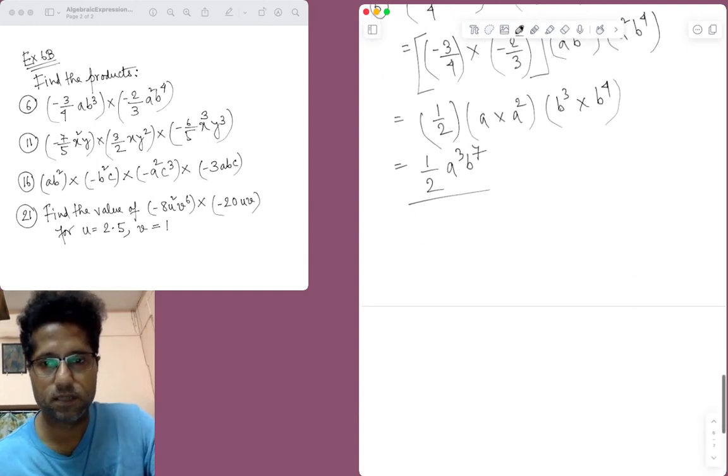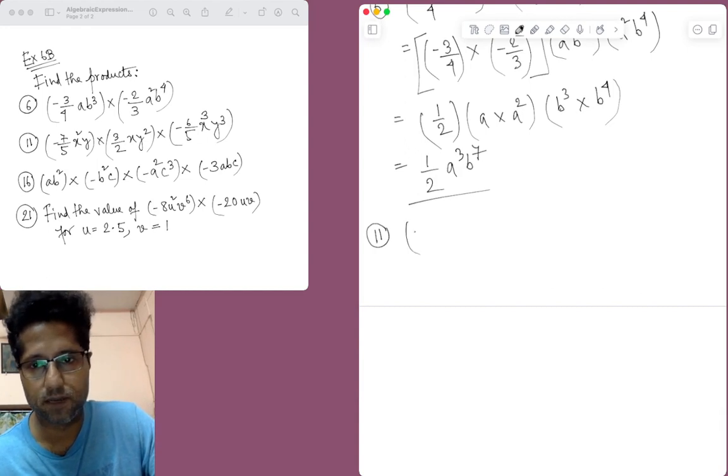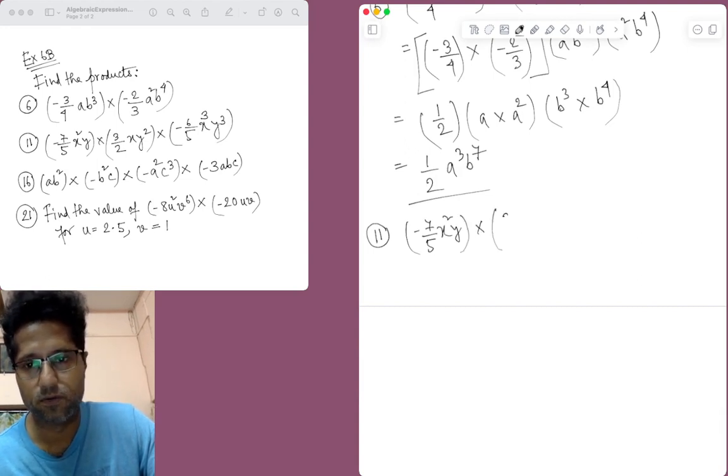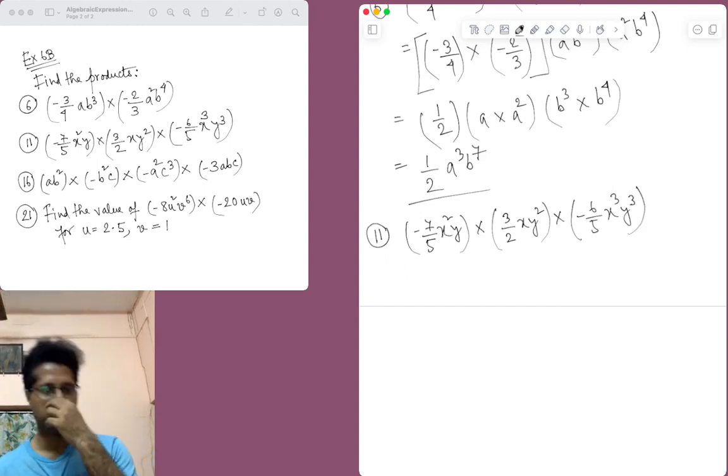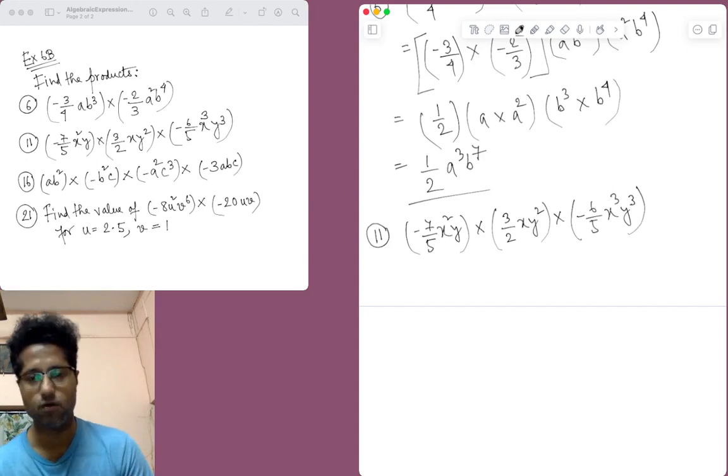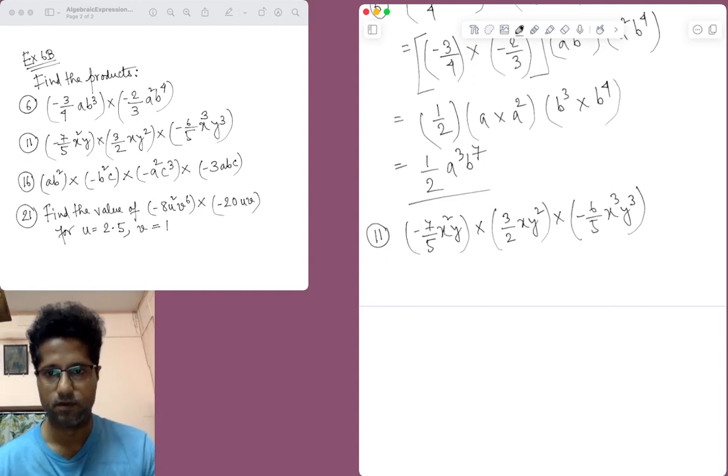Okay, let's do 11. This is minus 7 by 5 x square y, multiplied by 3 by 2 x y square, and so on. We have three terms. The concept is the same. The concept of product of terms works the same for 2 terms or 3 terms or 4 terms. We multiply all the coefficients of the terms, and then we multiply all the literal coefficients of the terms.